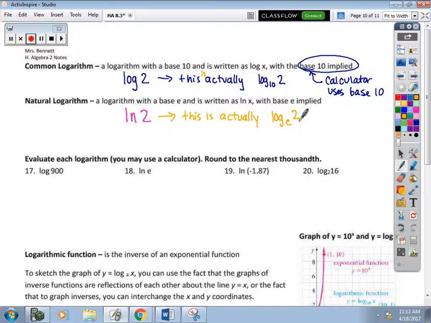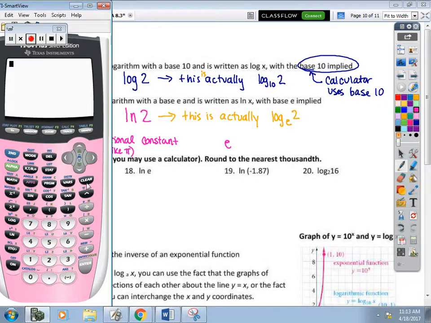Now, what is e? Does anyone know what e is? No. It's like pi. So e is an irrational number. It's a constant. So you can think it's like pi. Because pi is 3.14, et cetera, et cetera, et cetera. Goes on forever, never stops. We have a calculator button we can press to make it really accurate. E is the same or similar idea. And we can see what e actually is, or estimate it, using the calculator.